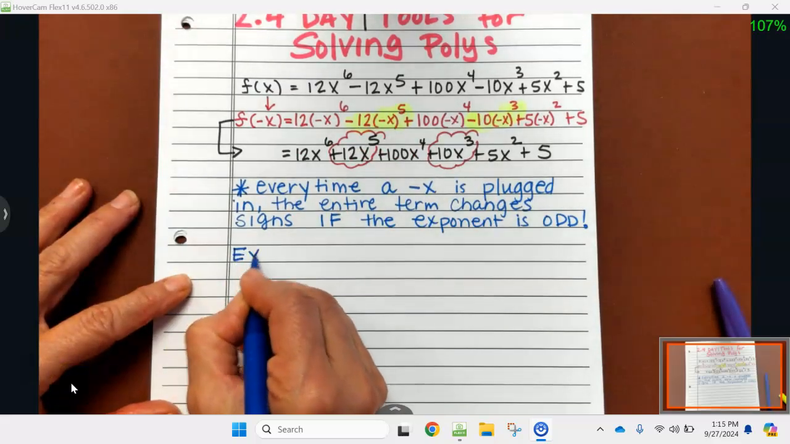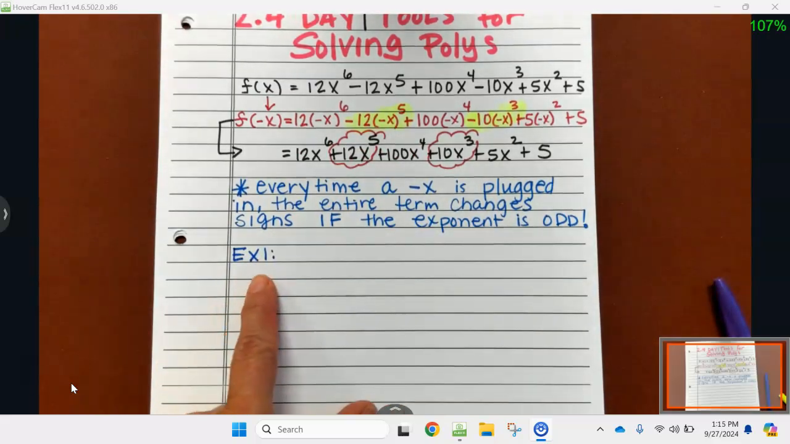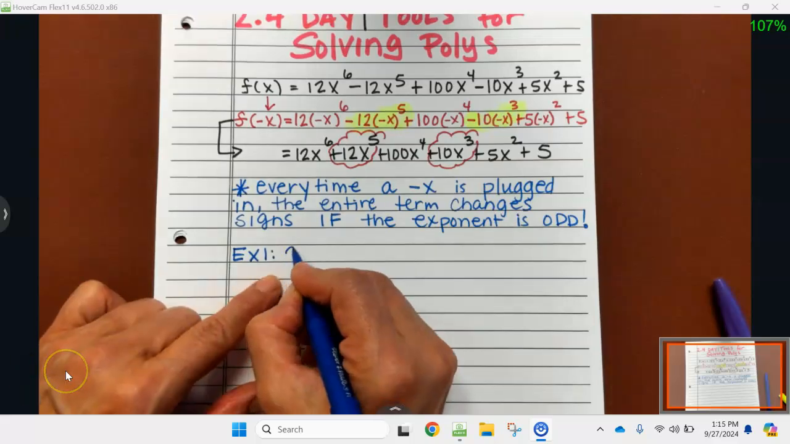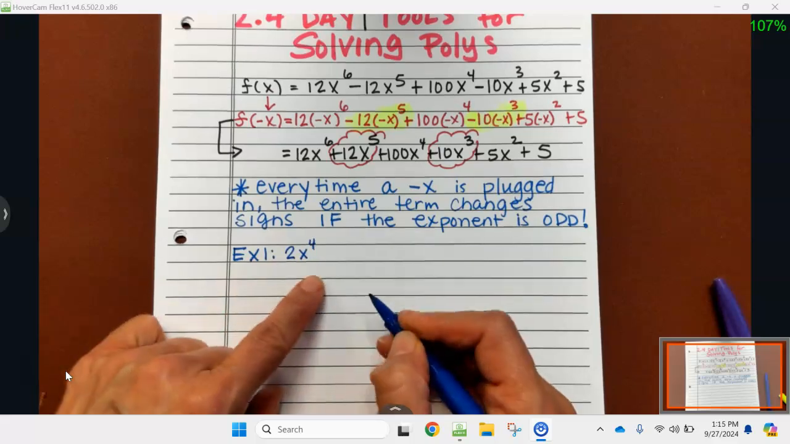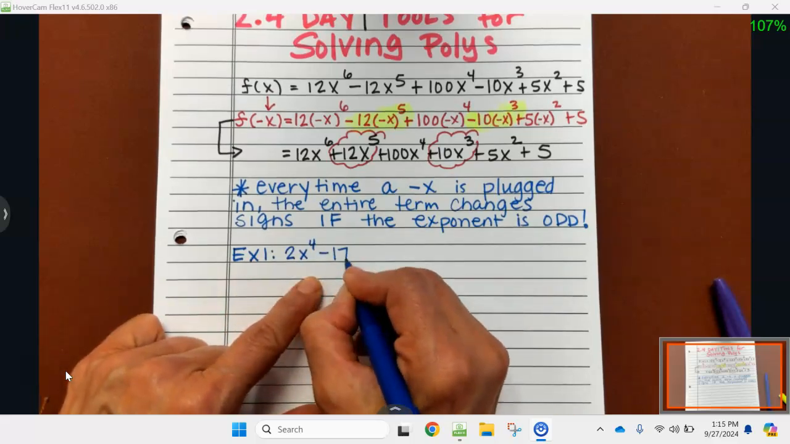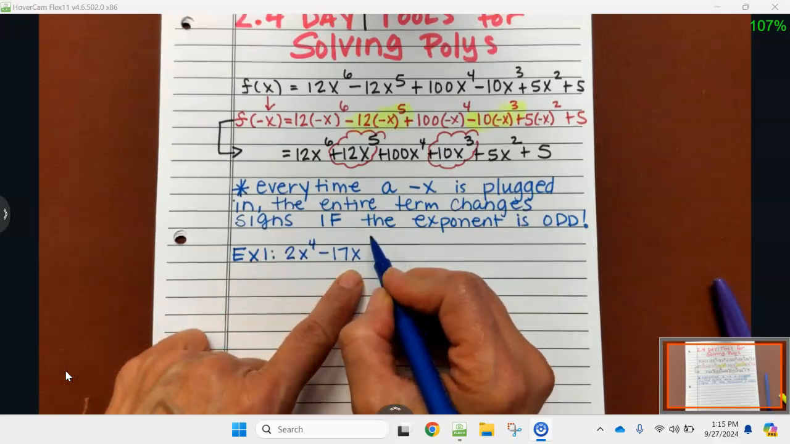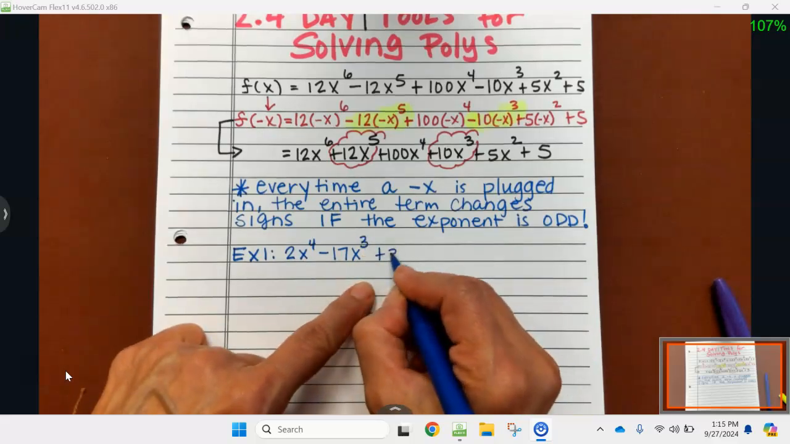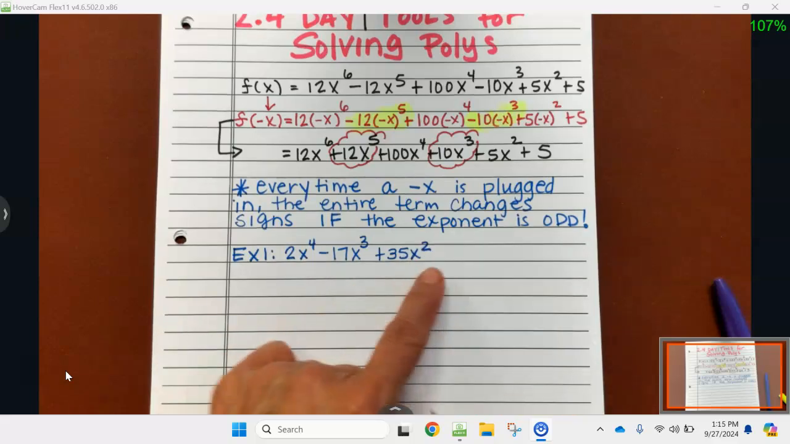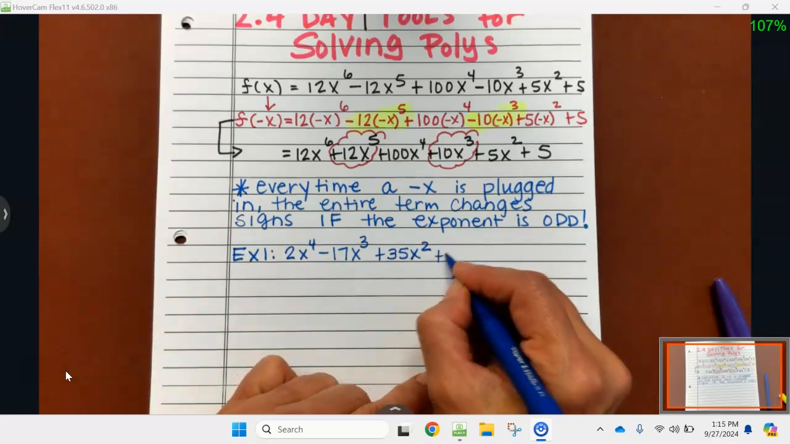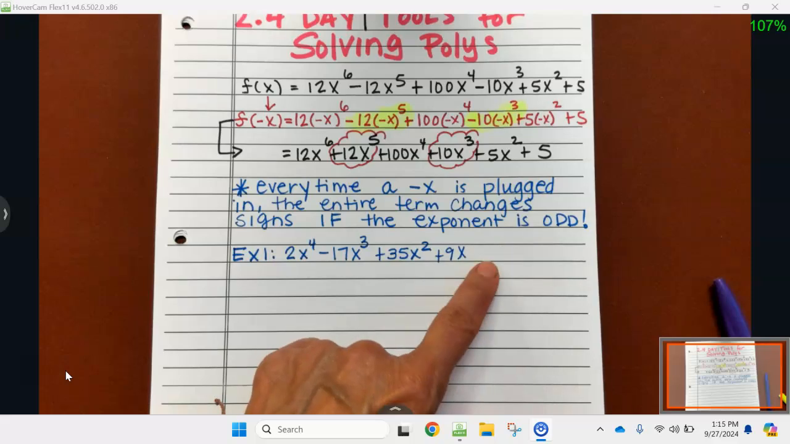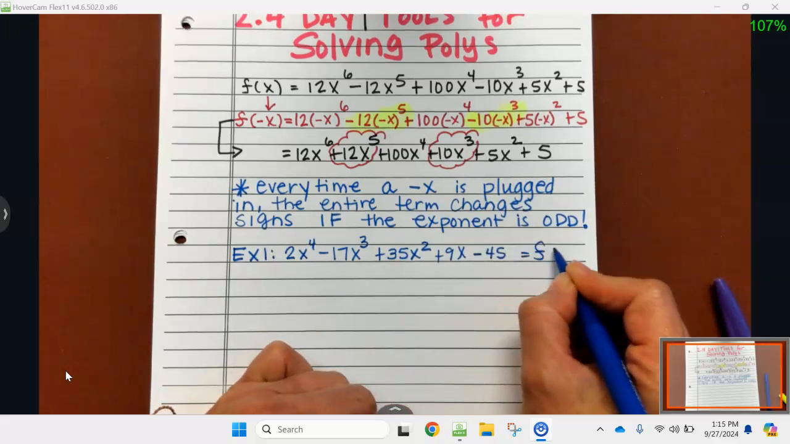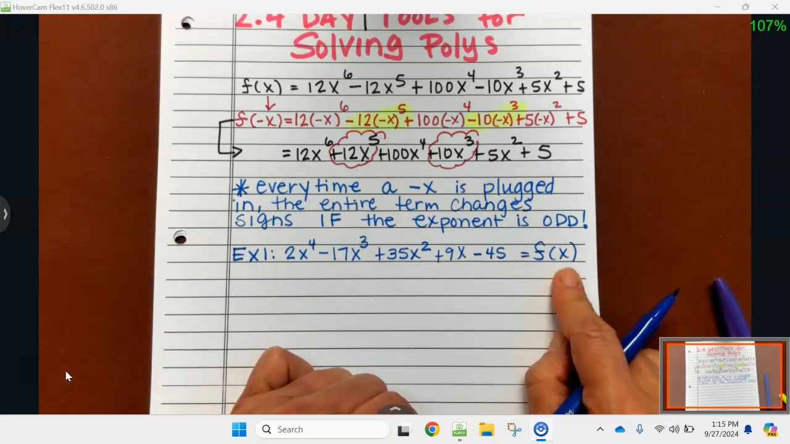Let's take a look at example 1 here. What we're going to do is analyze sign changes for a polynomial. So this is going to be 2x to the 4th minus 17x squared. Minus 17x to the 3rd. See, that's a 3. Plus 35x squared. And then we're going to write plus 9x, and you're going to have a constant of negative 45. And this is just going to be some polynomial, f of x.